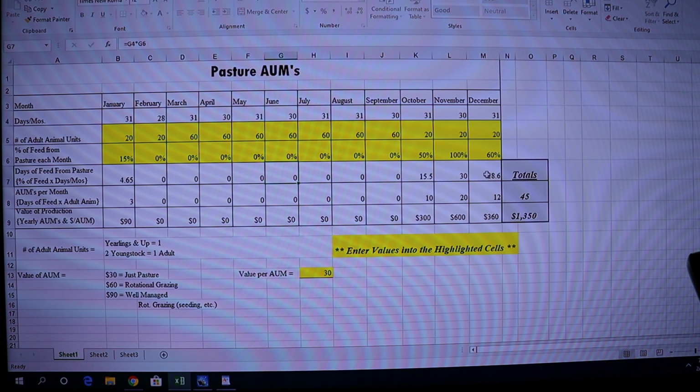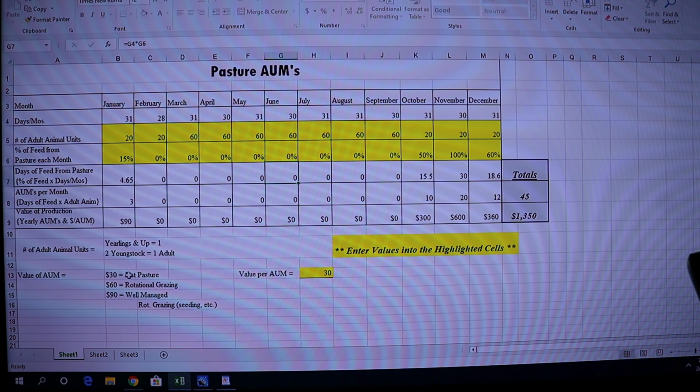What if it's only $40? Well, that's still a couple grand in your pocket, or bales that are just stockpiled in case you have a drought year or something. You have your months across the top, the days for each month, number of animal credit units, that's where we're at, the percent off of pasture, the days of each month that they were off feed, and down here is the cost.